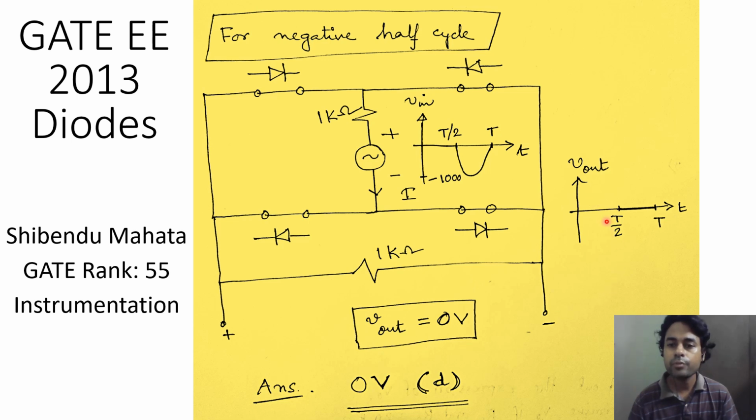So in terms of waveform, again from T/2 to T, we can draw this to be a 0 volt line, and in terms of our options, answer D, which is 0 volt for all t, is the correct choice.